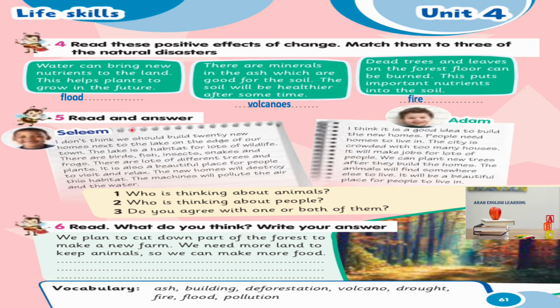Exercise 5. Read and answer. We have 2 opinions of 2 different children, Selim and Adam. Listen to their opinions and answer these questions.